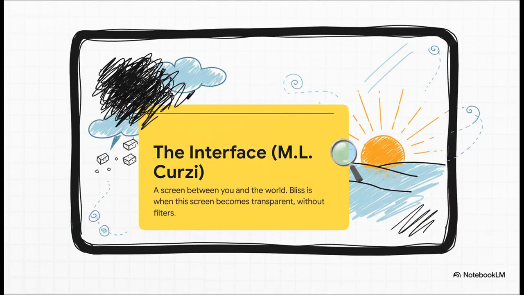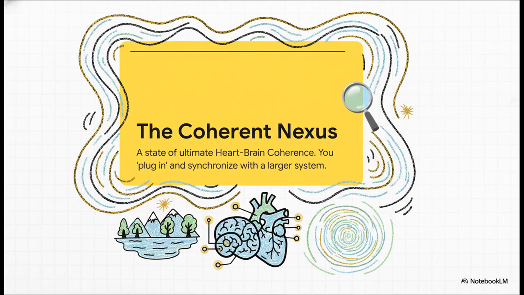Now, building on that, we have this idea of the interface. Imagine your mind is like a screen, a window between you and the world. Most of the time, that screen is kind of smudged up with filters, your fears, your beliefs, your past experiences. Bliss is that moment the screen becomes perfectly crystal clear. And when that happens, you're no longer just looking at the sunset. You are the experience of the sunset. The separation just dissolves.